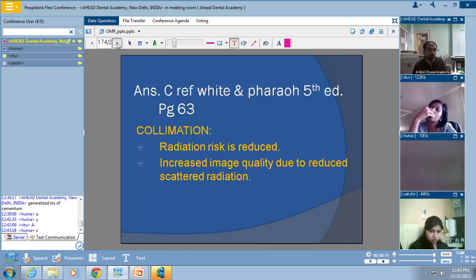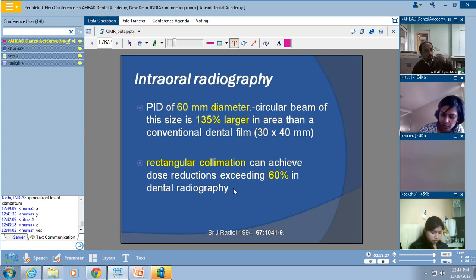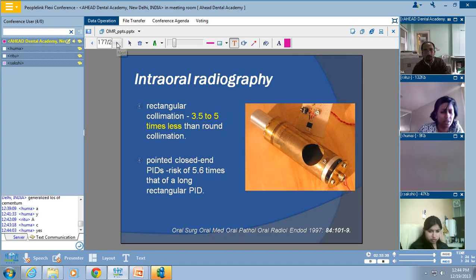There are lots of types of collimators, but what you need to remember is the rectangular collimator. Rectangular collimator is the best type of collimator. Remember, there are three types: tubular, diaphragm, and rectangular. Of the three types, the rectangular collimator is the best and causes a reduced patient exposure of 60%. This is our rectangular collimator. Have a look so that you can remember how the rectangular collimator appears.